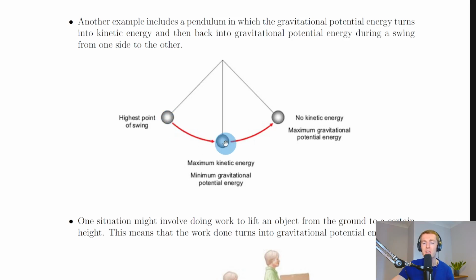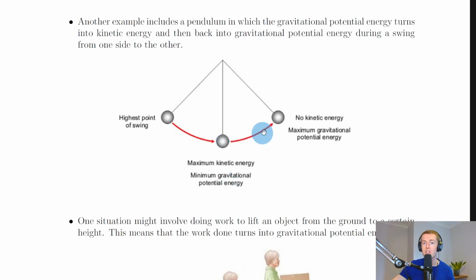And at this point, we could say that the ball is going to have its maximum speed and therefore maximum kinetic energy. Because remember, kinetic energy depends on both mass and speed, and the mass is staying the same here. And because we're at the lowest point of the swing here, the lowest height, that means we have minimum gravitational potential energy.